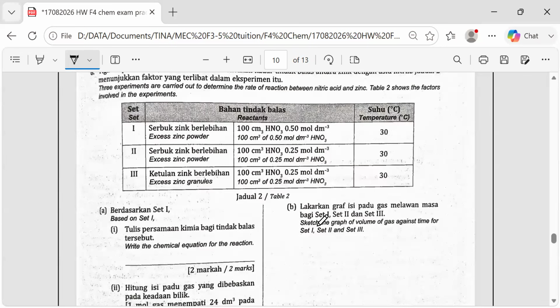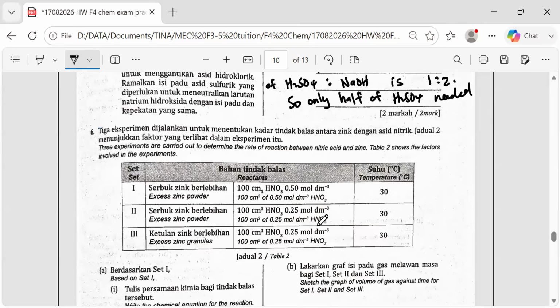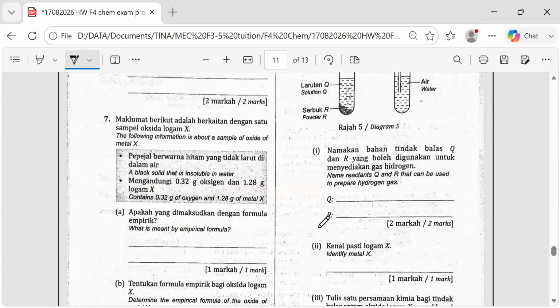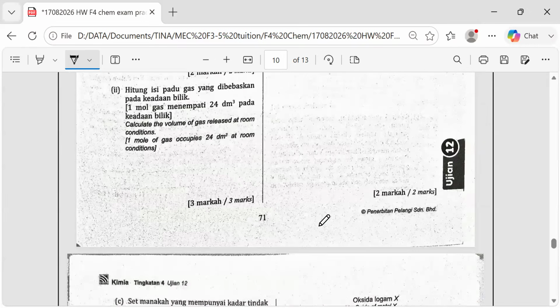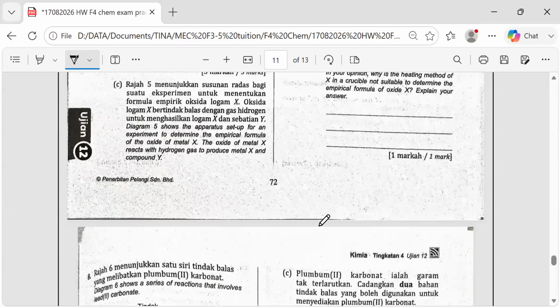Okay. This one you're done already, right? Have you? No, this is the rate of reaction one. Okay, can you just do question 6? Just do the rate of reaction one. It shouldn't take you that long.